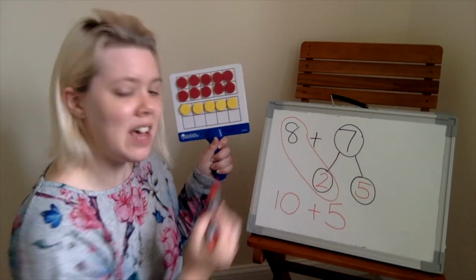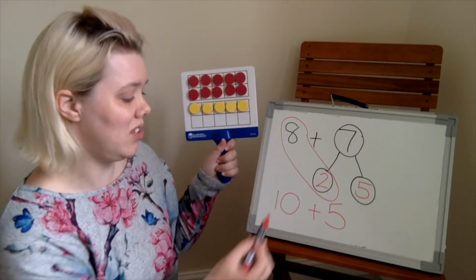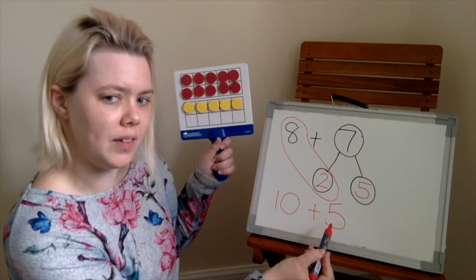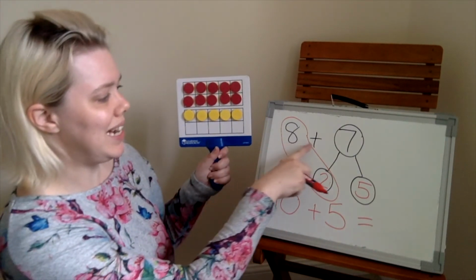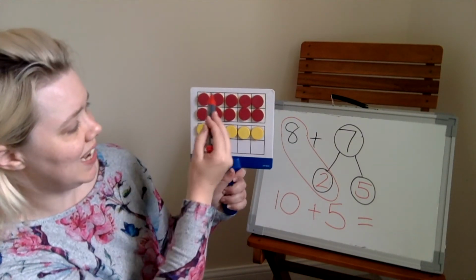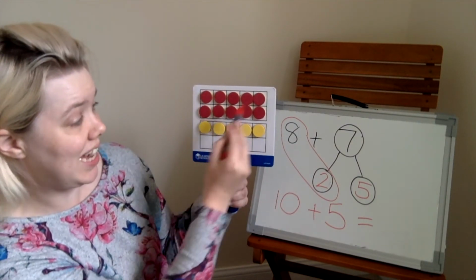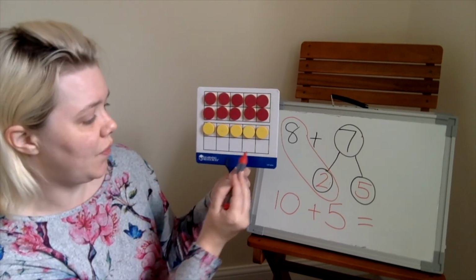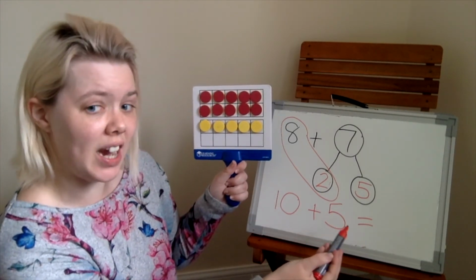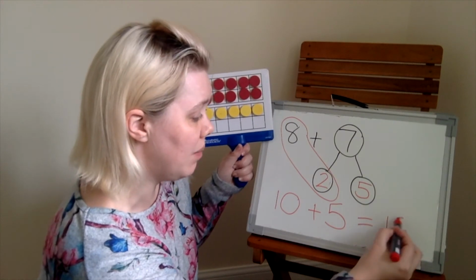So 8 add 7 is the same as 10 add 5. So the answer to 8 add 7, 8 here, and then the 7 yellow ones, but now we've got 10 and 5. 10 and 5 make 15.